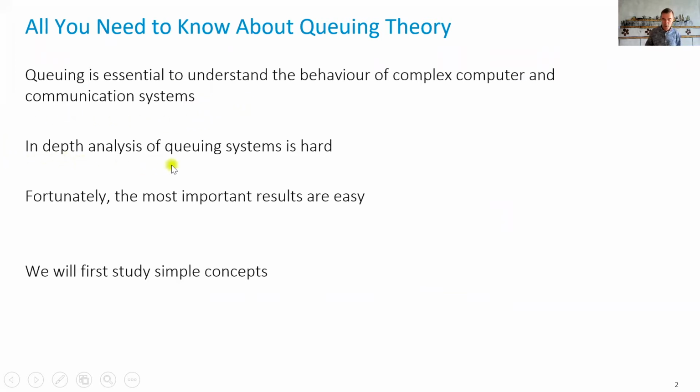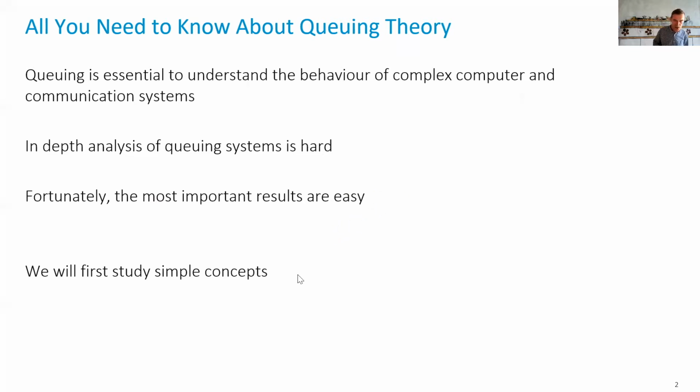Queuing theory is a topic of its own. An in-depth analysis of queuing systems is hard, and some of it is done, for example, in the course on stochastic processes by Olivier Lévesque. We will not go through that, but we will go through the general laws, and fortunately, the most important results are easy. So this is what we will cover in this course.